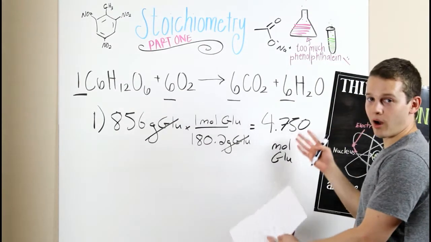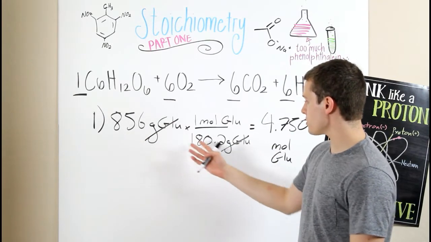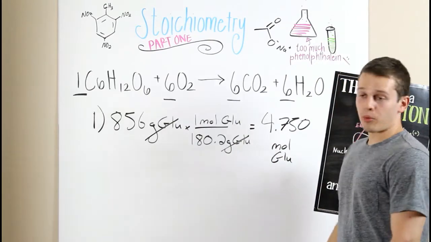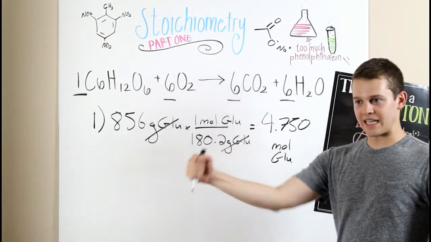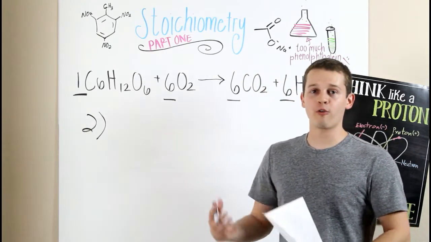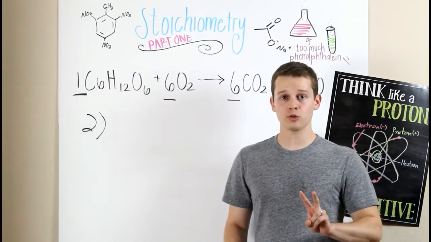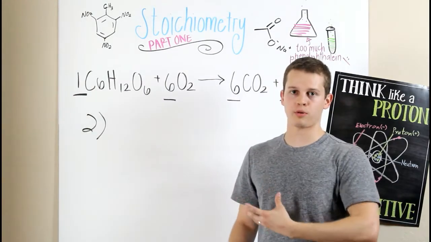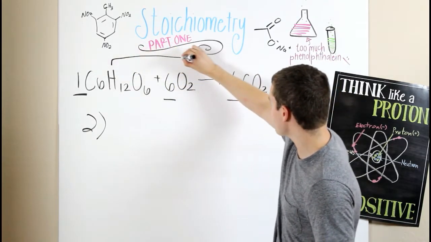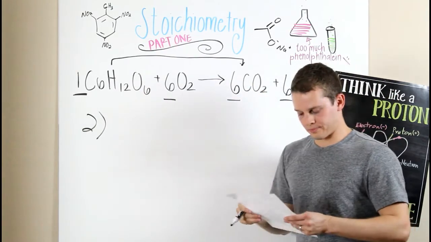Alright, so that's step 1 done. We took our 856 grams of glucose, divided it by the molar mass of glucose, and we get 4.750. Step 1, finite. Alright, so we found out in the previous step that we have 4.750 moles of glucose. Now, step 2, we want to convert that to moles of our product that we're solving for. If you remember, we are trying to go from glucose, mass of glucose, to grams of CO2.